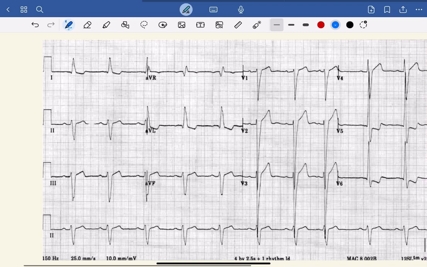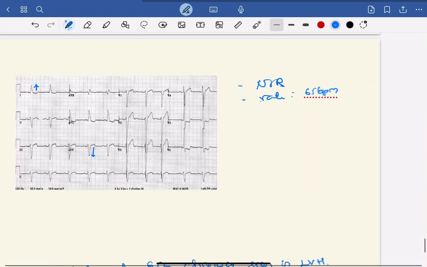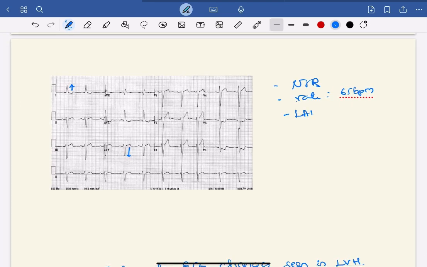And the axis you have to see. So what happened to axis? To find out the axis, you have to see lead 1 and AVF. In lead 1, the QRS complex is predominantly upward, and in lead AVF it is predominantly downward. So both are leaving each other. Leaving each other means left axis deviation. There is presence of left axis deviation.